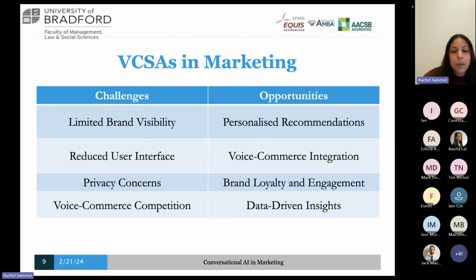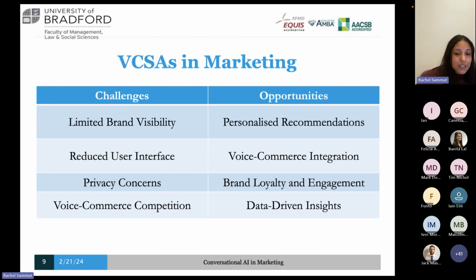How can we optimize our content for voice search and ensure that brands are included in VCSA responses? Because VCSAs are very voice-based, there's very limited visual and textual information compared to traditional platforms like phones, tablets, laptops. There's a reduced user interface. And marketers, of course, need to find ways to convey brand messaging and product information effectively through voice-only interfaces, which has been a real challenge.